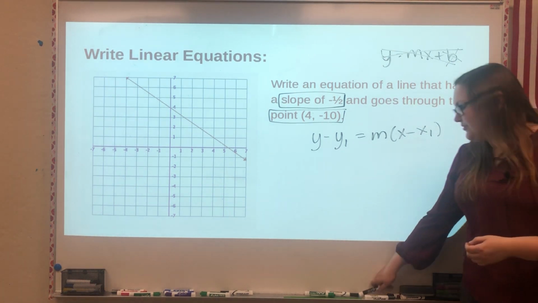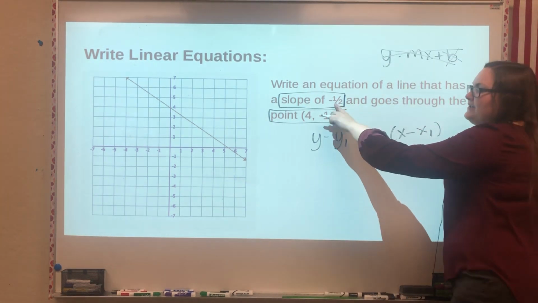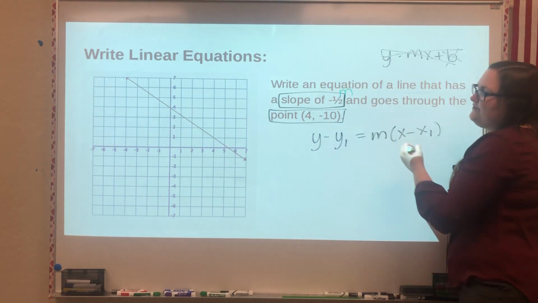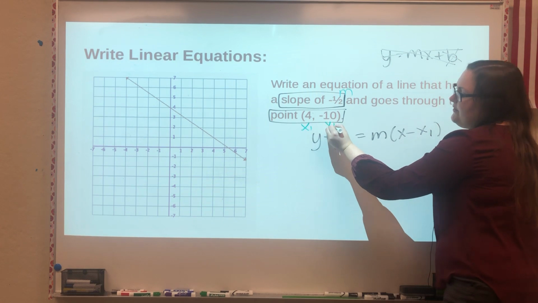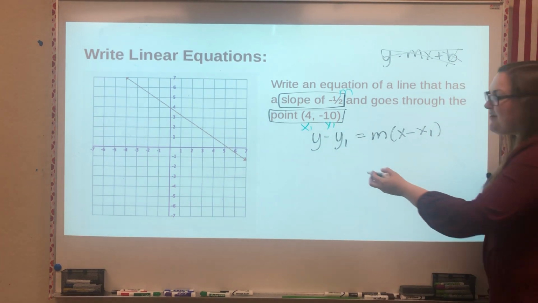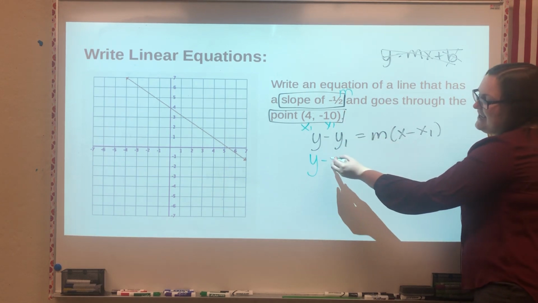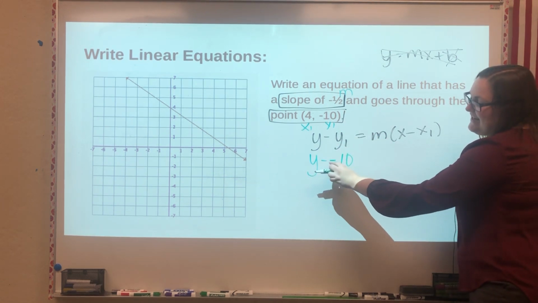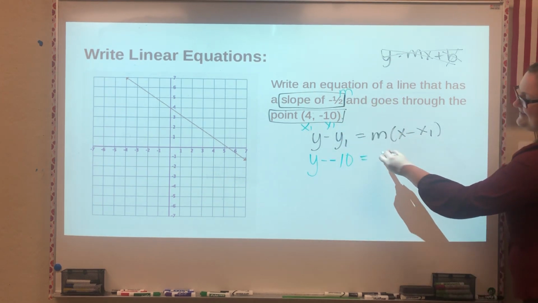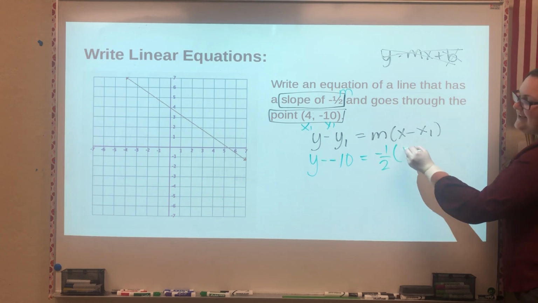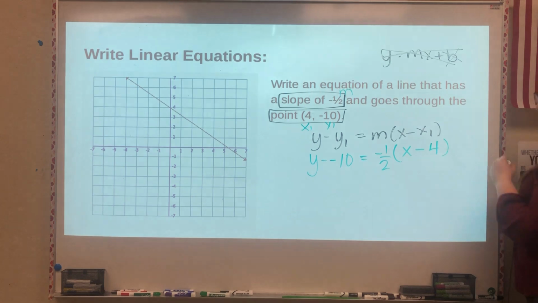If I want to use point-slope form to help me write my equation, I've got my slope, which I'm going to substitute for m, and then my point here, which I'm going to substitute for x1, y1. Labeling helps get them all in the right spot. I've got y minus y1, which is negative 10. Make sure you've got both negative signs there. That'll be important. And then our slope is negative 1/2 times x minus x1, which is our 4 there.